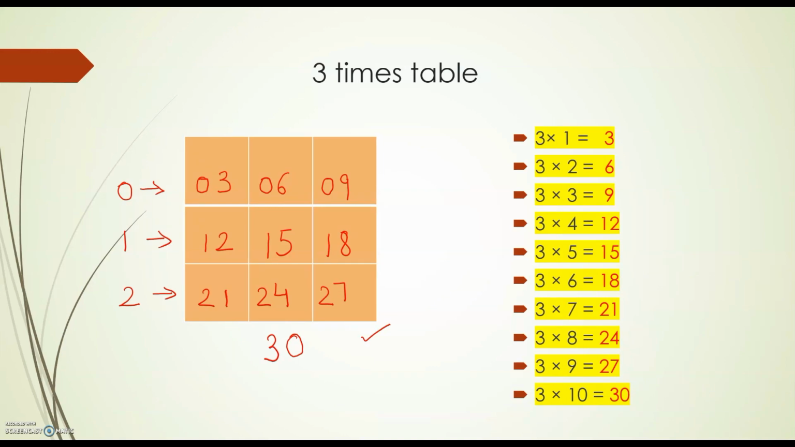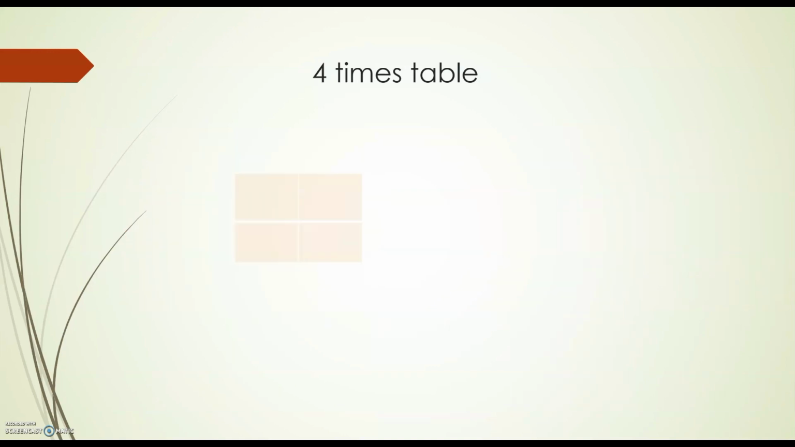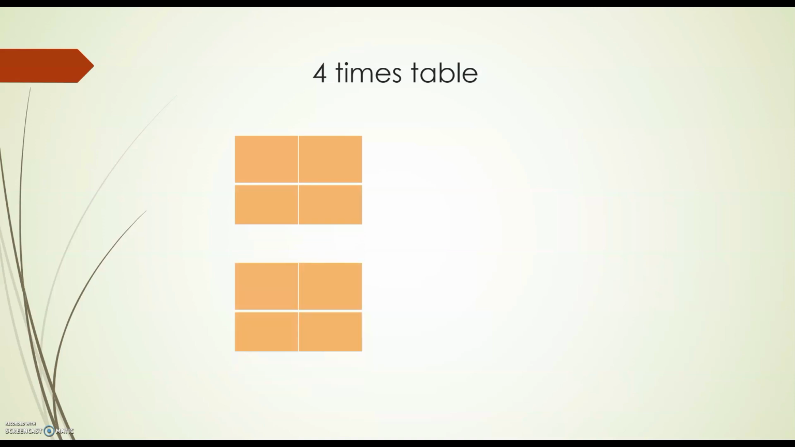Now next is the 4 times table. For this, we will draw 2 boxes and each box is divided into 4 small boxes. Then we will write 0, 2, 4, 6 and 8 in these boxes. So we will start from here. So we will write 0, then 2, then 4, then 6 and then 8. Same pattern we will follow for the bottom box. So here 0, then 2, then 4, then 6 and then 8.